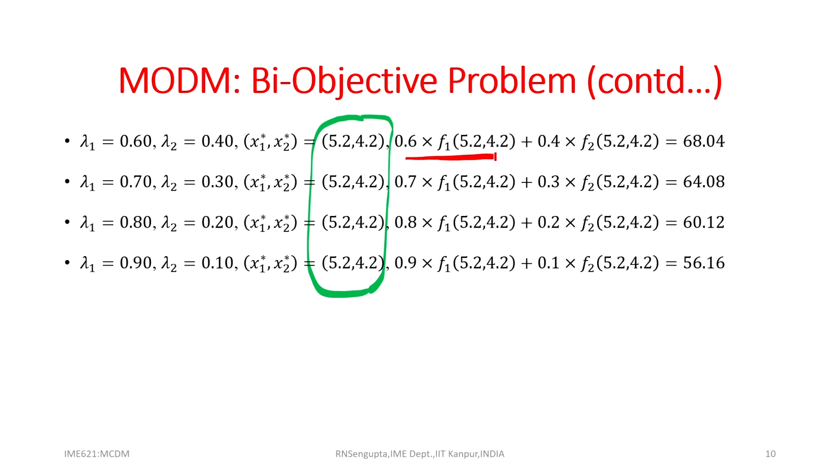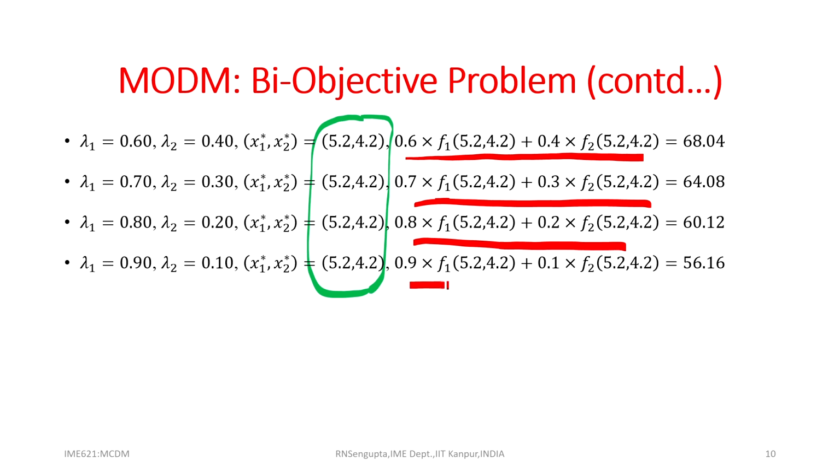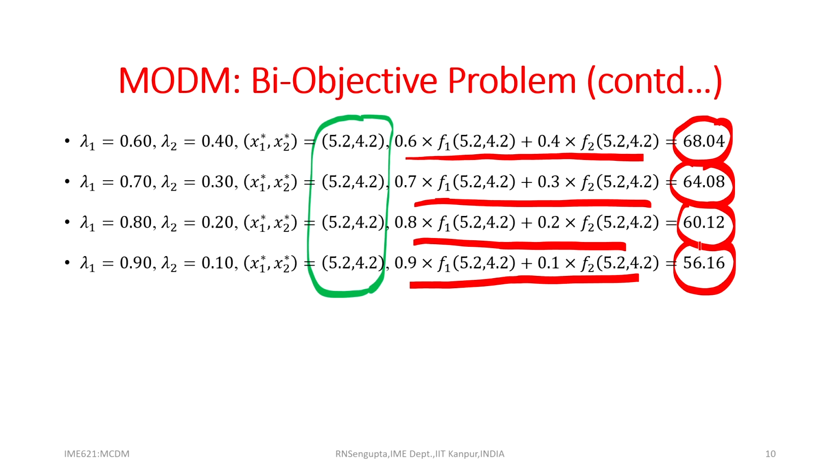0.6 into f 1 plus 0.4 into f 2, then lambda 1 changes to 0.7. So, it is 0.7 f 1 plus 0.3 f 2, then 0.8 f 1 plus 0.2 f 2, then finally 0.9 f 1 plus 0.1 f 2, and the values are given as 68.08, 64.08, 60.12, 56.16.